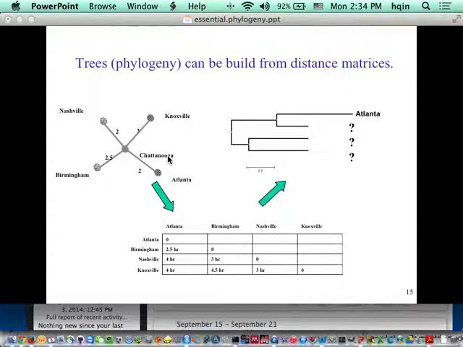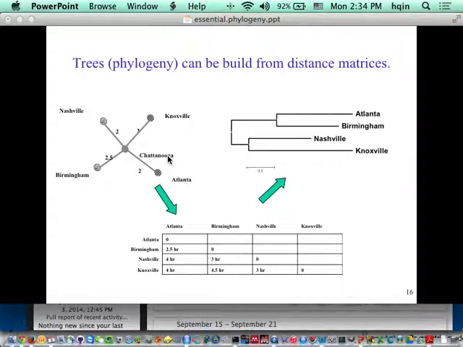Okay, but assuming you accept those distances, we can generate a tree, right? Now the problem is once you put Birmingham there, the other two are already decided. You see the point? If you have Atlanta, Birmingham, what are the other two here? It has to be Nashville, Knoxville. We only have four choices here. So once Atlanta is there, there are three choices to put here, but once the second choice is there, the other two are already decided. And this means how many possibilities for this tree? Three. Yeah, we only have three possibilities.